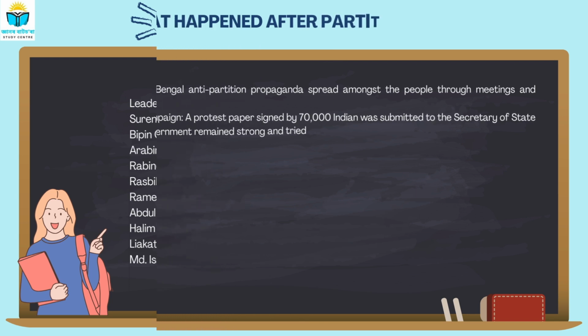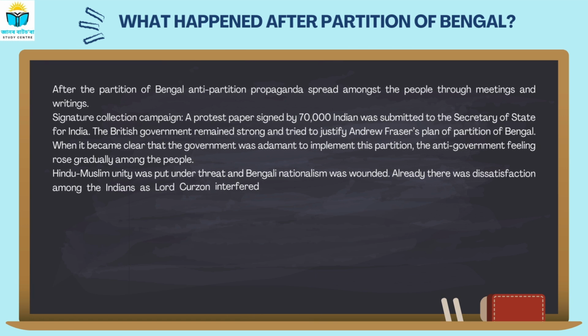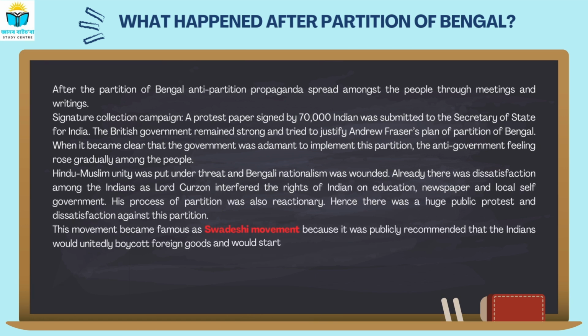What happened after the Partition of Bengal? The Partition of Bengal sparked strong public outrage and became the turning point for a new phase of the freedom movement. Anti-partition propaganda began to spread across Bengal through public meetings, speeches, and writings. A signature collection campaign was launched, and a petition signed by 70,000 Indians was submitted to the Secretary of State for India.